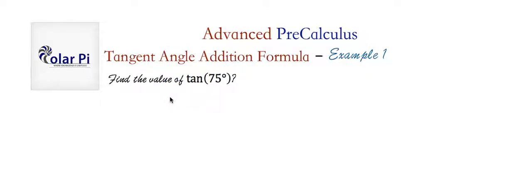Okay, so the task here is to find the tangent of 75 degrees. You can do this in one of three ways. One is to use a calculator, which we're obviously not going to do, and the other is to use the tangent angle addition formula. But there's a third option, as I just said.